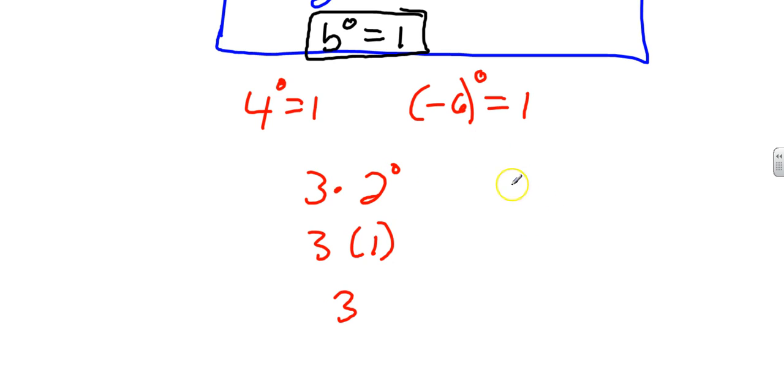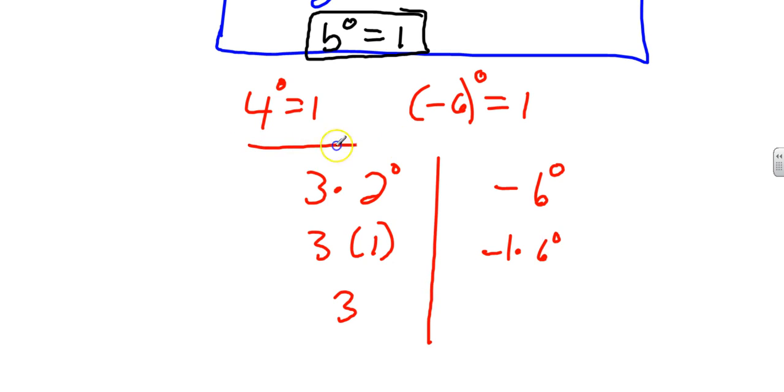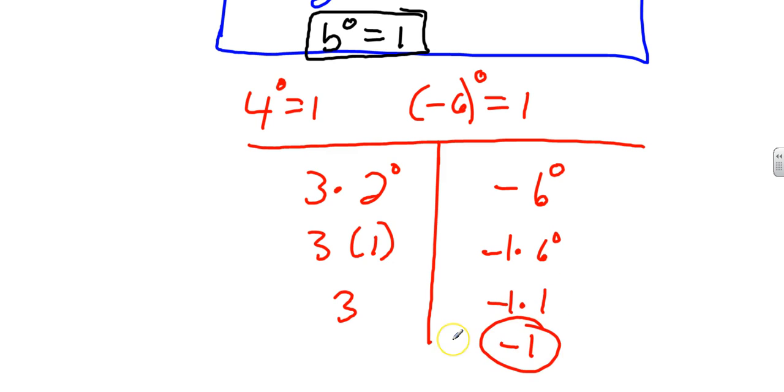Where you have to be a little bit careful is if you have negative 6 to the 0 power and you don't have parentheses, then technically this would be negative 1 times 6 to the 0 power. And again, 6 to the 0 power is 1. So really it's negative 1 times 1, so that would be negative 1.